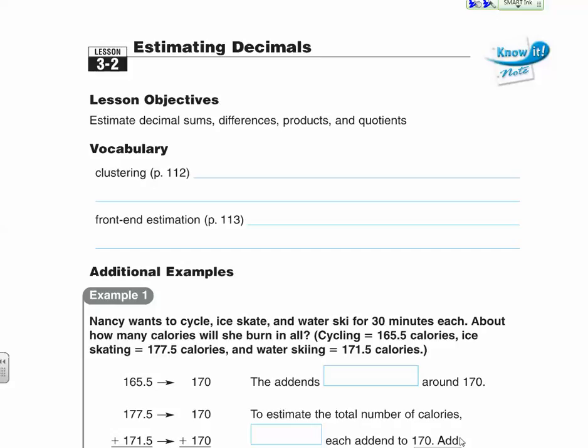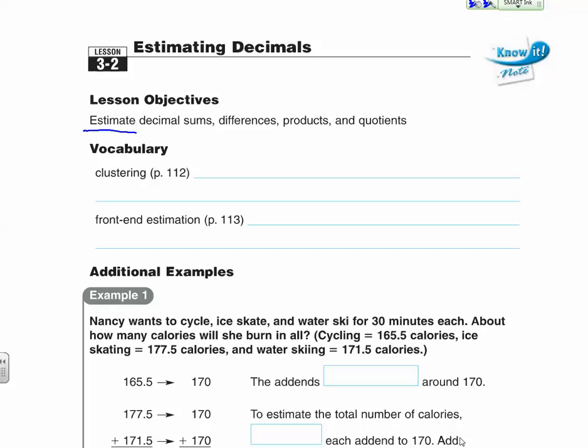Hey Panthers, we are taking a look at section 3.2, which is estimating decimals, and our learning objective for the day is that by the end of this lesson we should be able to estimate decimal sums, differences, products, and quotients. So we're estimating, which I know many of you have already done in the past. We're looking at decimal values, so numbers that have a decimal point and values that are less than 1.